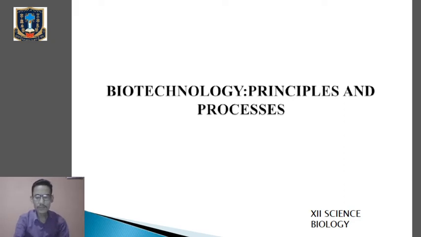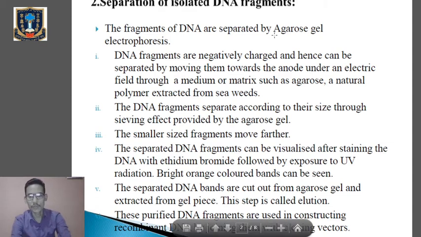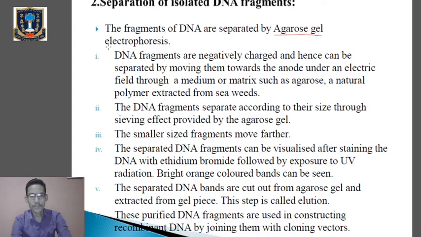Now, the second process of recombinant DNA technology is separation of isolated DNA fragments. Clear? So once we have taken out the DNA fragments from the plasmid vector DNA or from the host genomic DNA, then we have to separate them. This is mainly done with the help of the technique known as agarose gel electrophoresis. So kindly write this step.